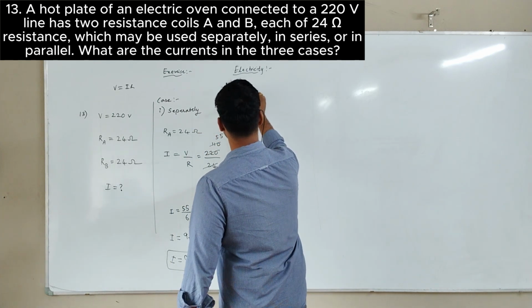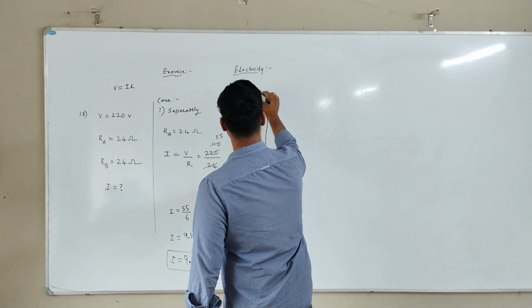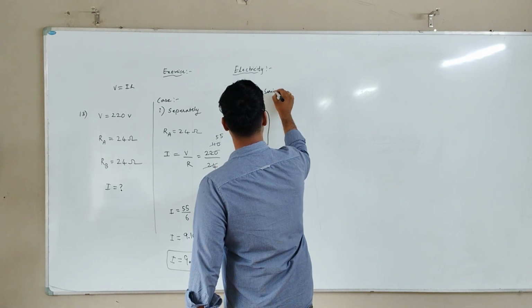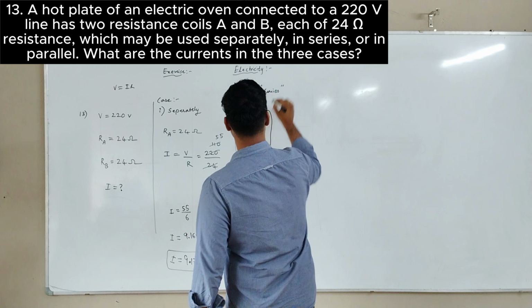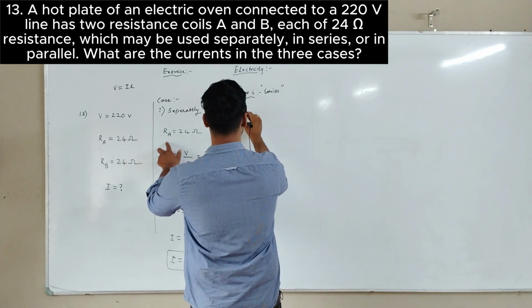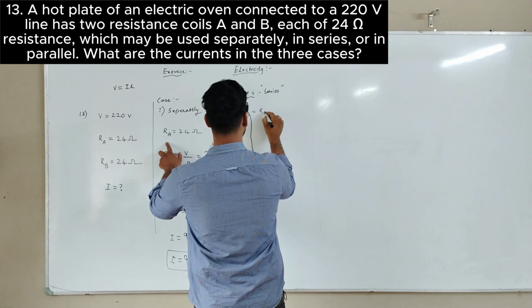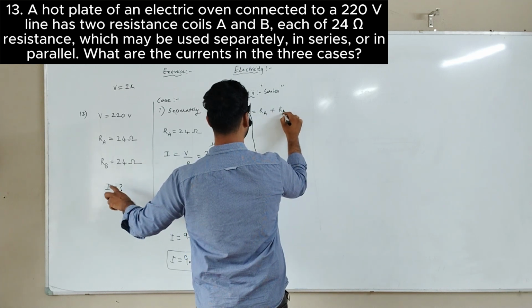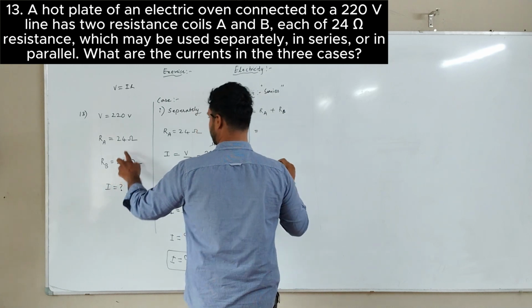Case 2. Case 2, I will use in series. The resistances are connected in series. In a series on a current part, first I will calculate the resistance. So RS is equal to RA plus RB I should do. RS is equal to RA is how much?